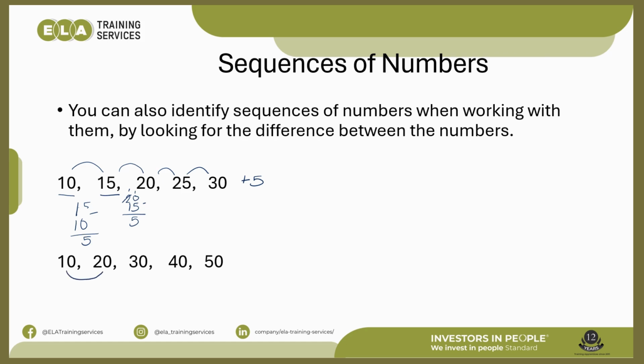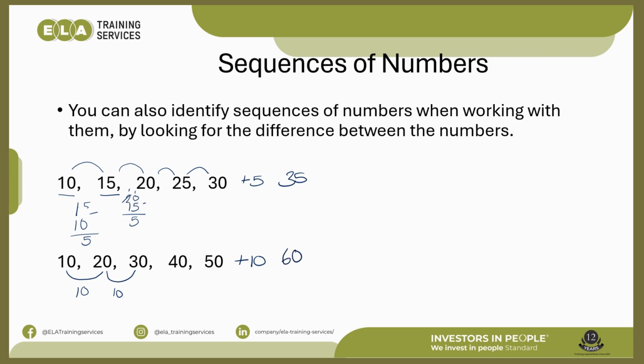Between 10 and 20, there is 10. 20 and 30, there is 10. So again, because they're going up, it must be plus, and the difference between each number is 10. If you were asked to give the next number in the sequence for the top row, 30, we know the sequence is plus 5, so we know the next number would be 35. And for the bottom row, 50 plus 10, the next number would be 60.